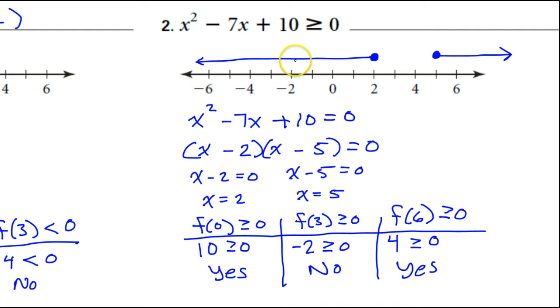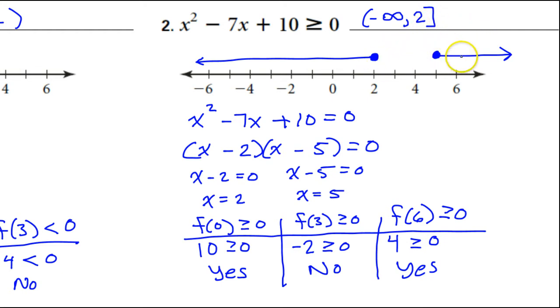This is in 2 parts, so my solution will be written in 2 parts. So this ray over here to the left is from negative infinity to 2. So that's my first interval, negative infinity to 2. Now 2 is to be included as a solution, as you can tell, because we made it a closed circle. So I'm going to show that with a bracket, that 2 is part of the solution.